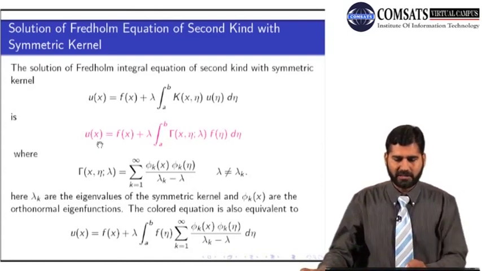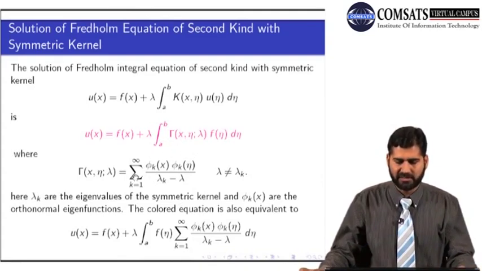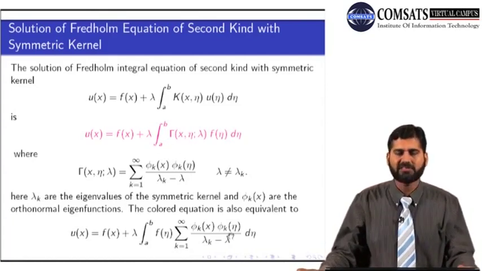Now this colored equation, the red one, is equivalent to this one. We have done nothing here. I just replaced this resolvent kernel with this series. If I replace this series here in the resolvent kernel, I'll get this one. Basically they are essentially the same.